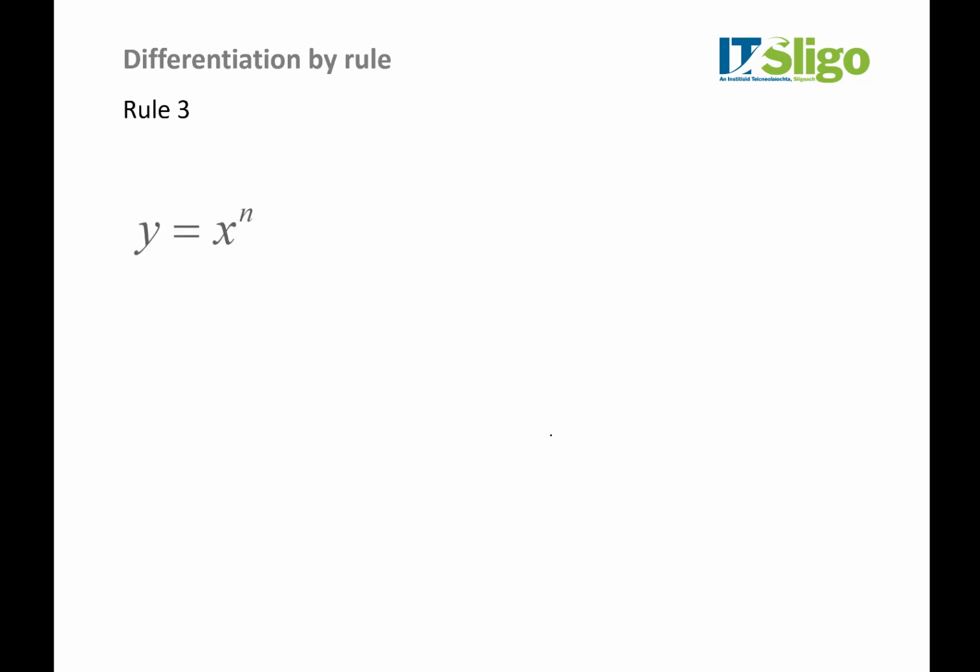Third rule. This for scientists is probably our most important rule, because if you remember, recently we've been looking at linear functions, quadratic functions, cubic functions. We also looked at reciprocal functions. So each of these is determined by the value of n. So for us as scientists, this is a particularly important derivative rule or differentiation rule.